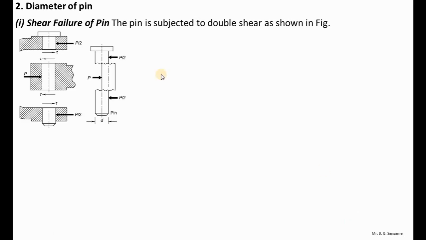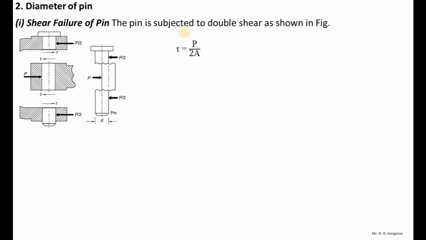So here you can see the possibility of failure of pin in shear because of the application of force of magnitude near about 70,000 Newton. The middle portion of the pin which will be inside the eye will move towards the right side, and the upper and bottom portions of the pin which are contained inside the fork will move towards the left side. So here you can see that double shear failure is there.